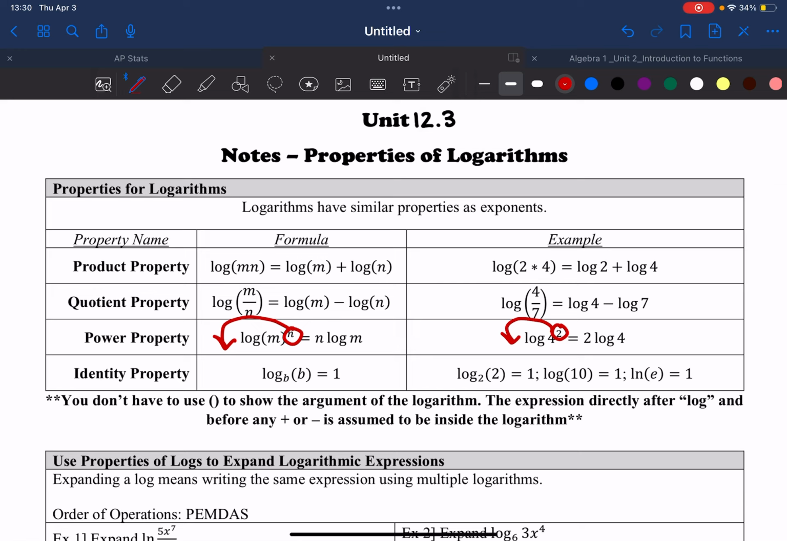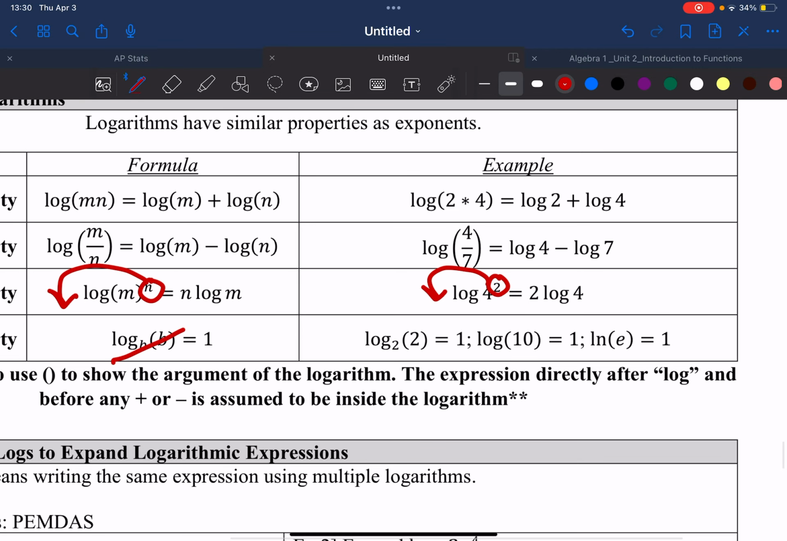Then I have the identity property, which we talked a little bit about the other day. The identity property states that if we have log base b of b, that is equal to 1. Remember, we talked about if we have 2 of the same bases, they cancel out. Well, when we cancel something out in math, it just doesn't disappear, it just turns to 1. So in these examples here, we have log base 2 of 2. Those cancel out. That turns to 1.